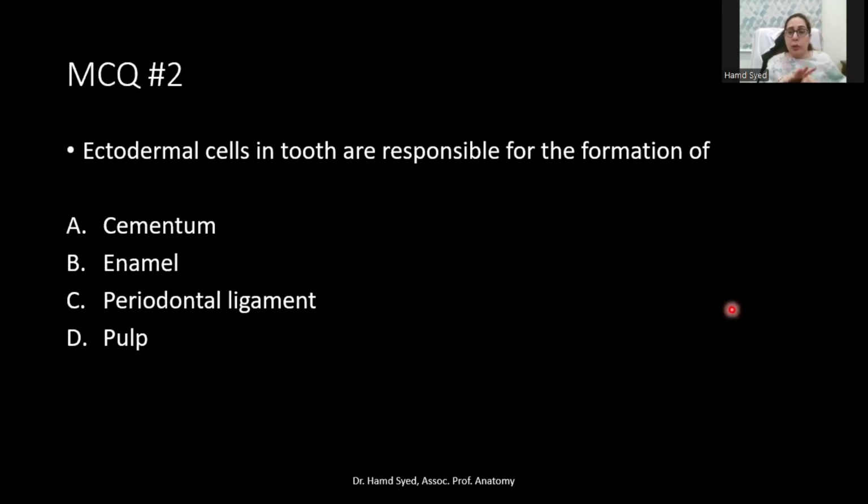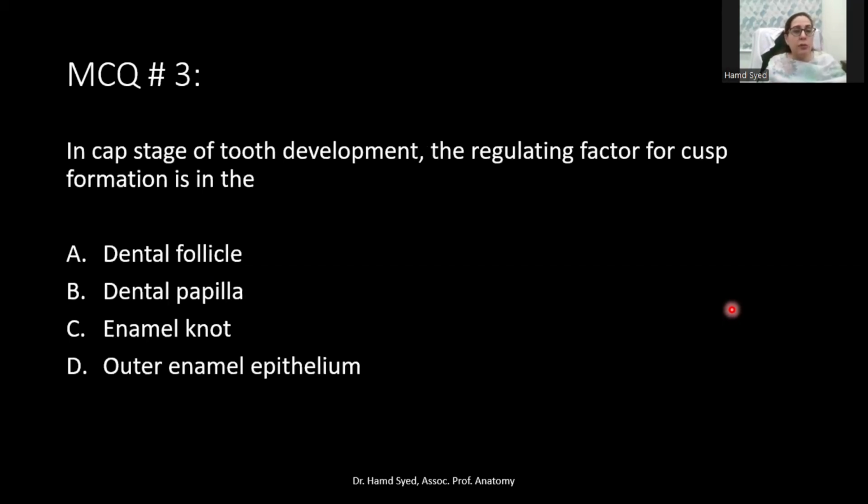Now, let's come to a few MCQs. Ectodermal cells in the teeth are responsible for the formation of enamel. I told you ectoderm is the embryonic tissue which gives rise to the enamel of our teeth. Now, in the cap stage of tooth development, the regulating factor for cusp formation, remember, is in the enamel knot. This is an area of concentrated ameloblasts present within the inner enamel epithelium.